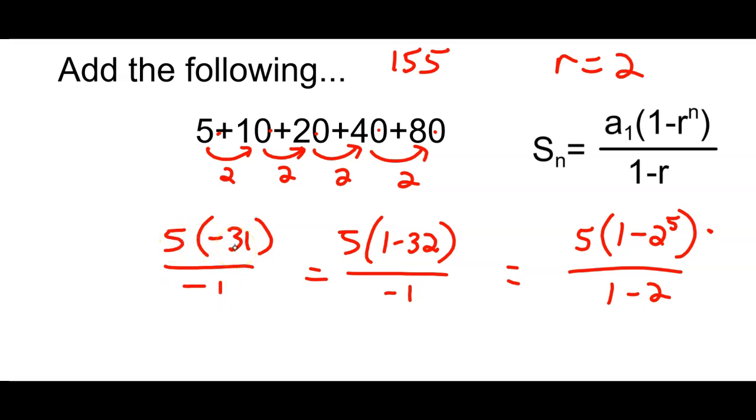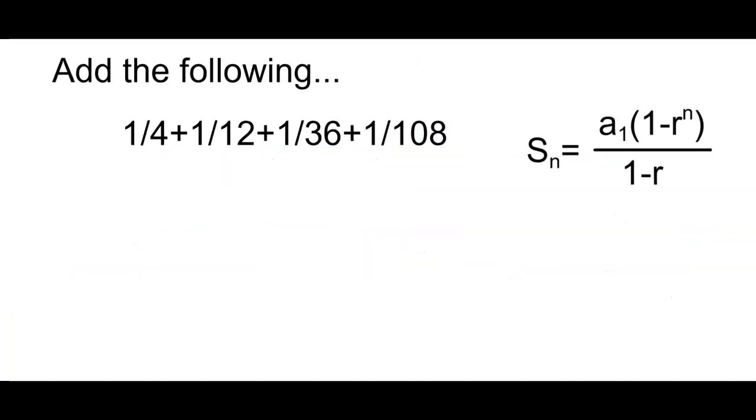5 times 30 is 150, plus another 5 there is going to give me -155 over -1, and this simplifies to 155. I know that's way more complicated than what I did at the beginning, just adding those up, but it will simplify harder problems down the road. Like this one. So let's try this one out.